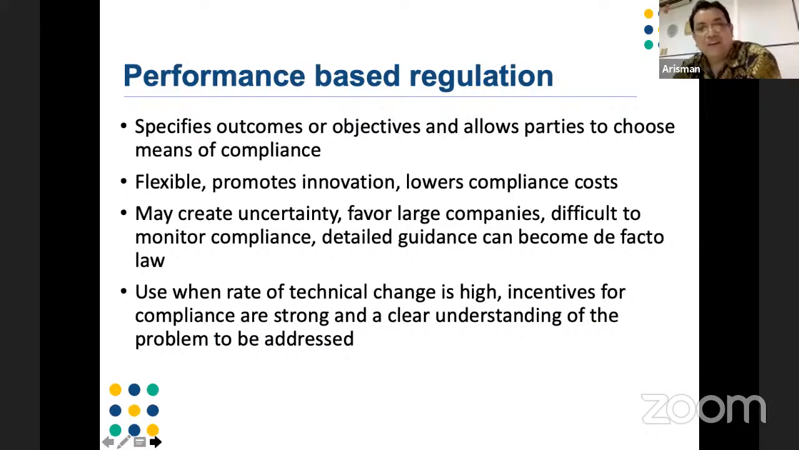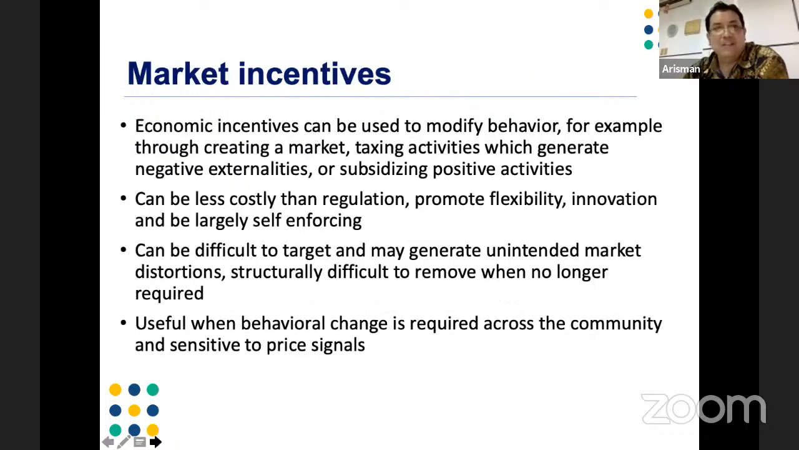Next is about performance-based regulation. So specify outcome or objective and allow parties to choose means of compliance. And then the second one is that it is flexible and promotes innovation, lowers compliance costs. And the third one is it may create uncertainty, of course, favor large companies, difficult to monitor compliance. Yeah, become de facto law. Use when rate of technical change is high, incentive for compliance, and a strong and clear understanding of the problem to be addressed. Yeah, this is performance-based regulation.